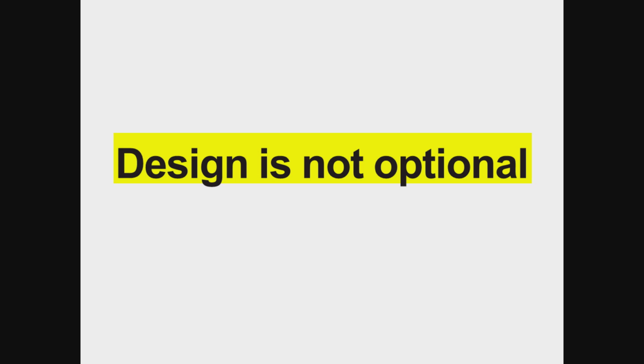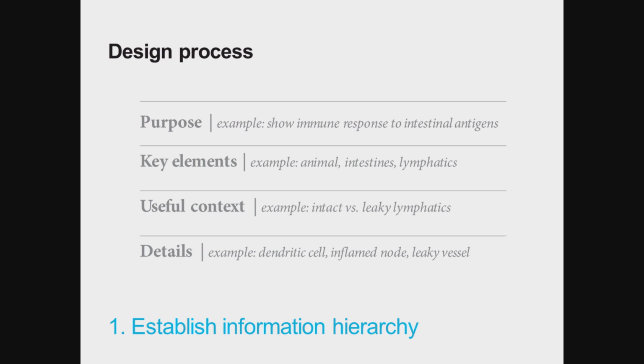So a bit about the design process. The first thing that you want to do when you are producing a figure is to establish an information hierarchy. This is really important, and there are probably dozens of ways to go about it, but this is how I recommend to people: what is the purpose? What are the key elements? And then any kind of useful context that will be needed to communicate your point, and then the details come last. So some details will stay, some details will go.